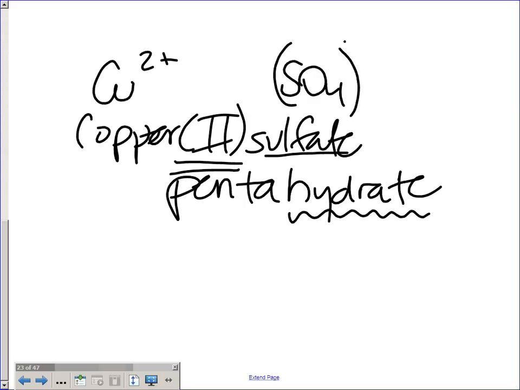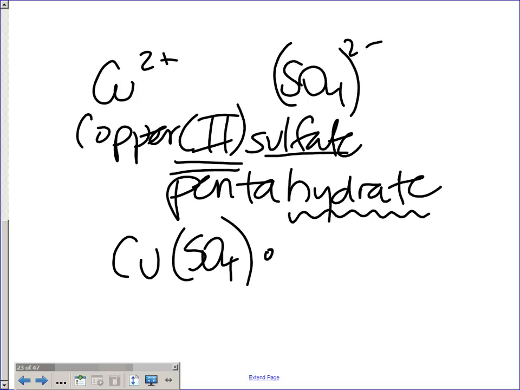2 minus, right. So, crisscross those, what do you get? They cancel out, right? CuSO4. And that 2 and 2 that were there reduced down to 1 and 1 to simplify. And then the separate step is the one where we have the dot, and then we have to say a number. And what's the number?